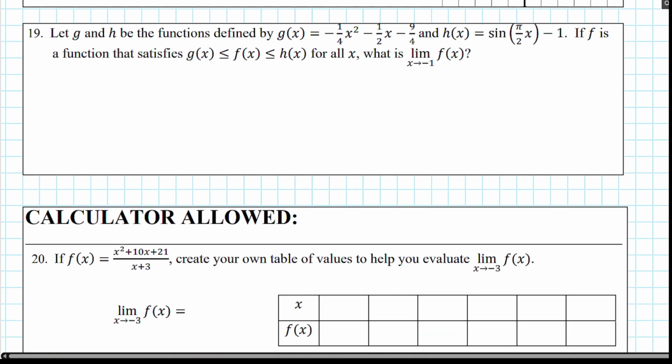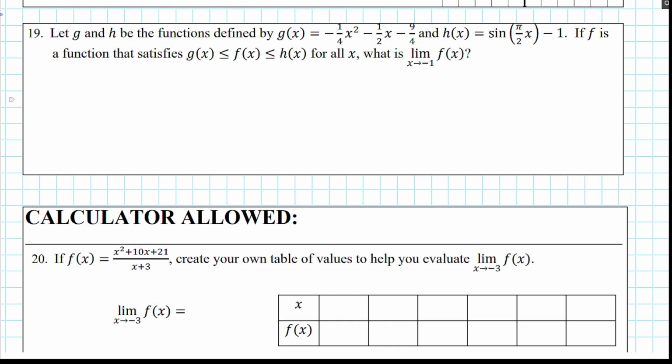Now let's move to the next problem. The 19th: let g and h be the functions defined by g of x equals negative 1/4 x squared minus negative 1/2 x minus 9/4, and h of x equals sine of (pi/2 x) minus 1. If f is a function that satisfies g of x is less than or equal to f of x and h of x, for all x, what is the limit of f of x as x tends to negative 1? Okay, so we know the squeeze theorem.